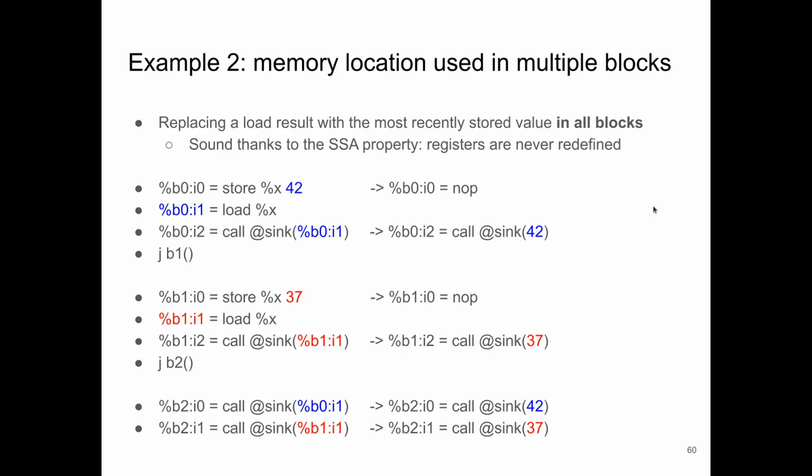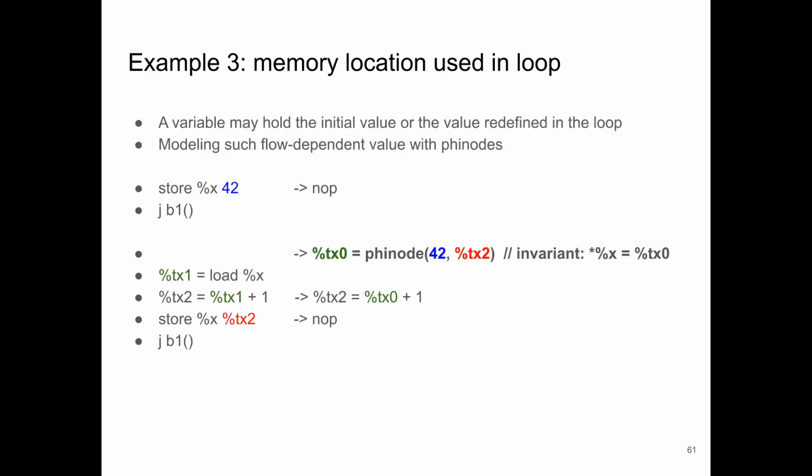Okay, this is a little bit more complicated example, but it is not the full story of this mem2reg optimization. What is interesting about this optimization is when the control flow is involved. So let's look at this example, which is basically a for loop here.